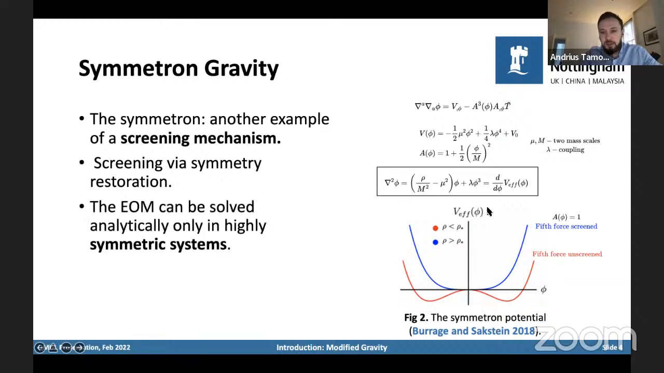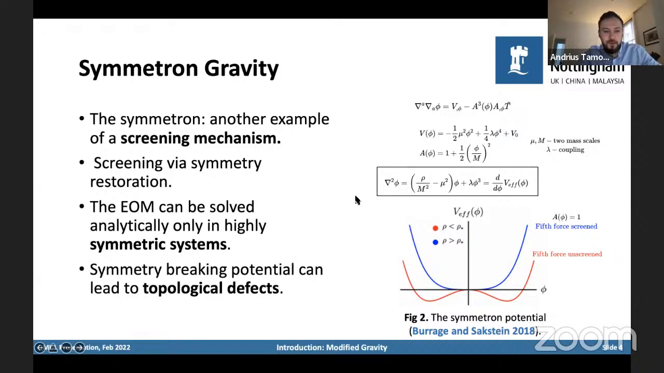It has a similar type of screening effect, such that in high density regions, once again, the fifth force is screened. The modified gravity effects are suppressed, and in low density regions, you could still have an interesting extra force and interesting phenomenology. Once again, in this case, the equation of motion is even more difficult to solve. One other thing I mention here is that this type of potential can lead to interesting topological defects that I'm going to discuss later on.